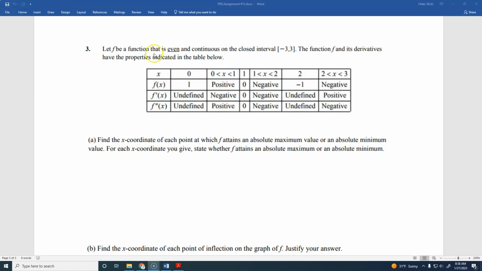All right, so this word right here you guys may not have seen because it used to be something that we had to do in pre-calculus, but they've taken it out. A function that is even is going to be symmetric about the y-axis, because it tells you that it is even and continuous from -3 to 3.